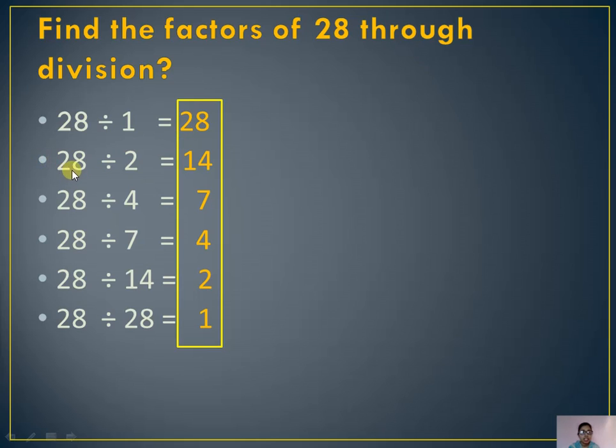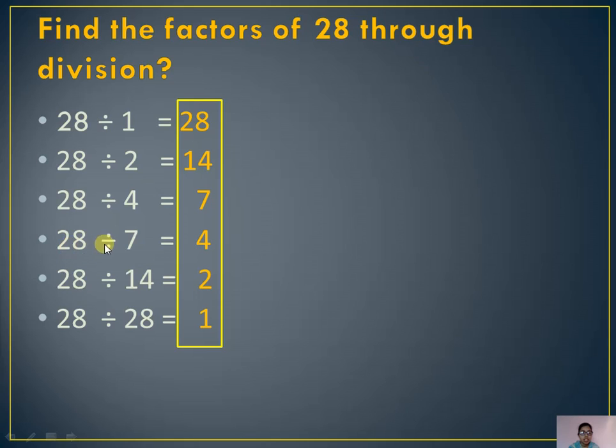Then, on dividing 28 by 2, also we get the quotient 14 and remainder 0. On dividing 28 by 3, we cannot get the remainder 0. So 3 will not be the factor of 28. On dividing 28 by 4, we get the quotient 7 and remainder 0. Now, on dividing 28 by 5 and 6, we cannot get the remainder 0.